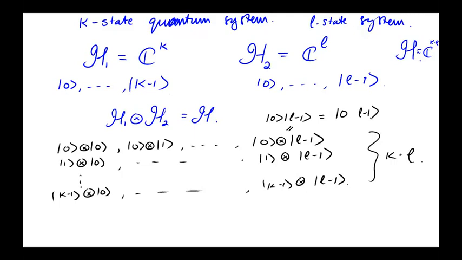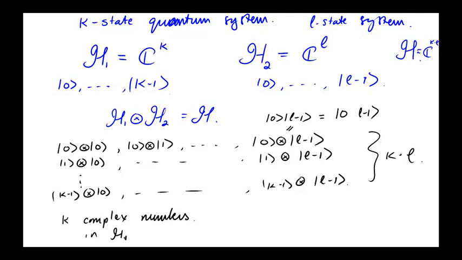Okay, so now there's something to think about here. There's something very interesting going on here. What's this interesting thing? So if you were to write a state of your first system, how many parameters would you need for that? Well, since it's a k-dimensional system, you need k complex numbers to describe your state of your first system.